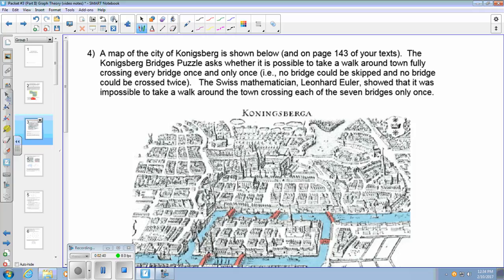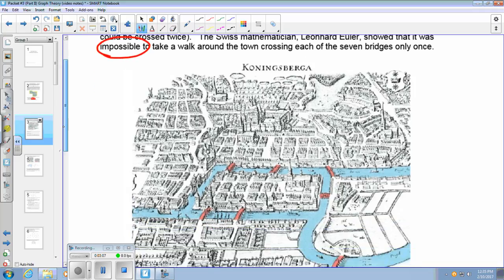Okay, a map of the city of Königsberg is shown below. It's also on page 143 of your text. The Königsberg Bridges puzzle asks whether it's possible to take a walk around town fully crossing every bridge once and only once, i.e. no bridge could be skipped and no bridge could be crossed twice. The Swiss mathematician Leonhard Euler showed that it was impossible to take a walk around the town crossing each of these 7 bridges only once. So he solved this puzzle by showing that it was actually impossible to do.